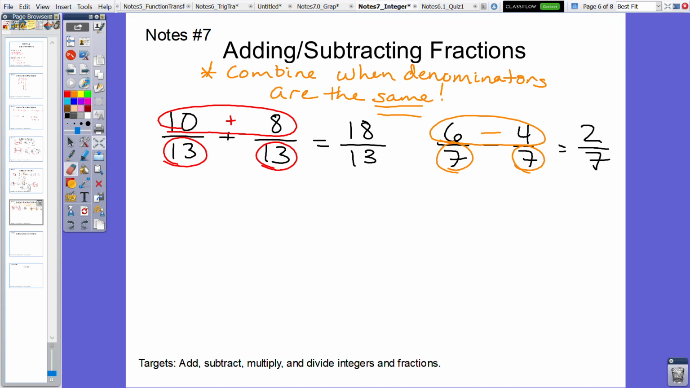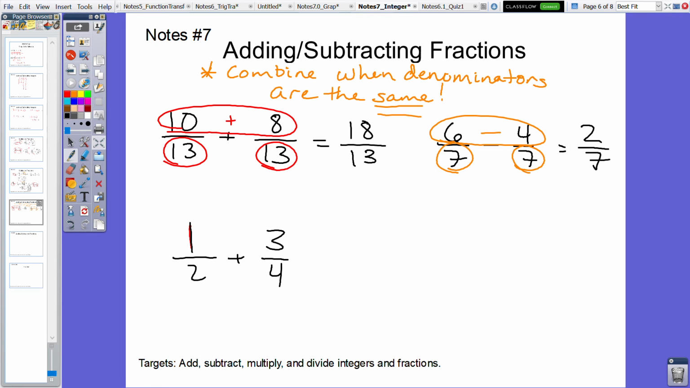All right, well, what happens if I have two fractions that don't have the same denominator? Okay, let's say I have, for instance, 1/2 plus 3/4. Simple example here.